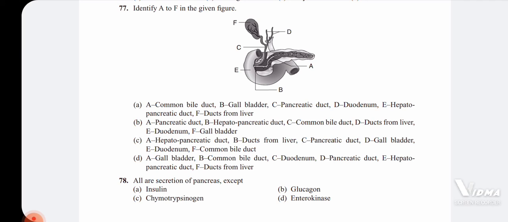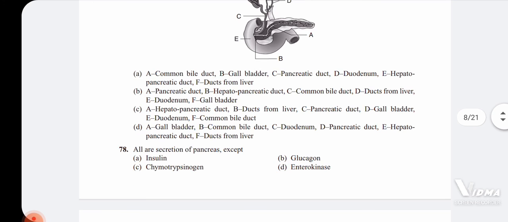D, it is the ducts which are going to arise from the liver. Then E, it is the duodenum. F is the gallbladder which is going to help in the storing of the bile juice. So for 77th question, the answer is B.